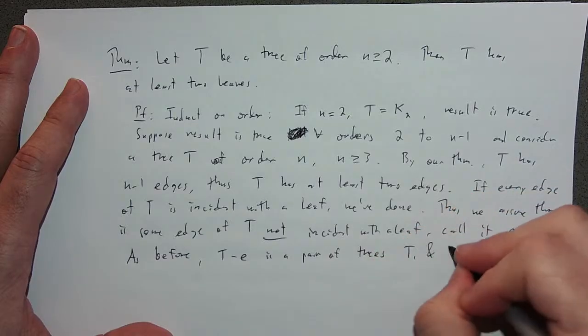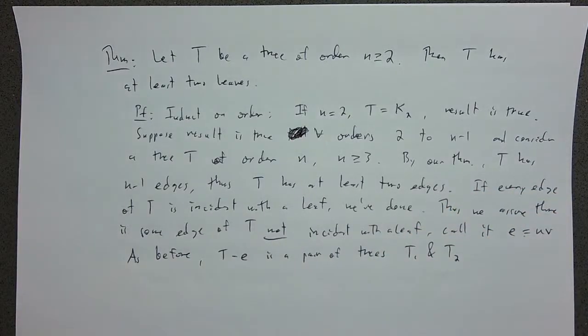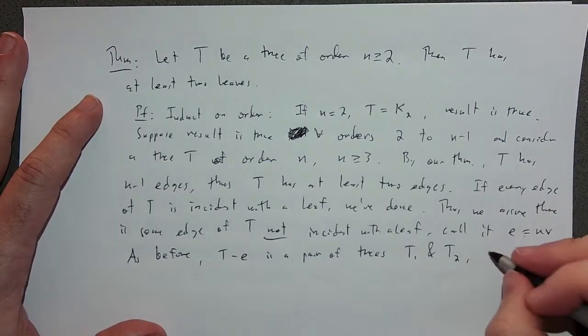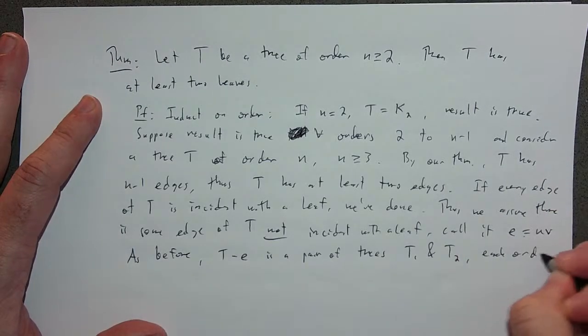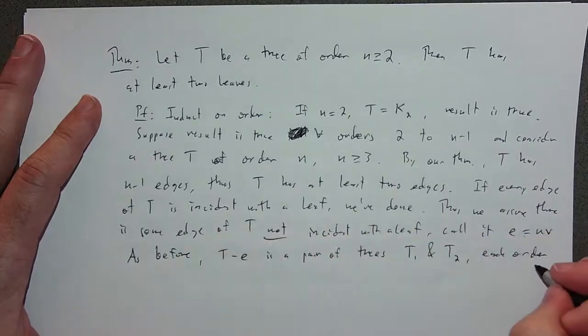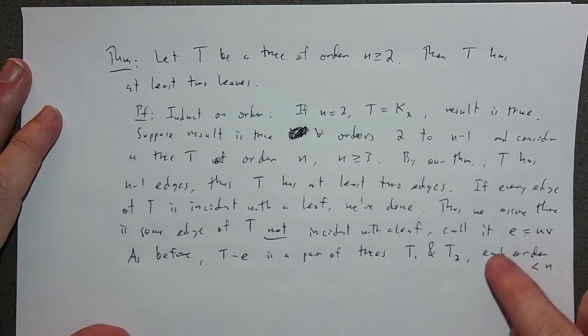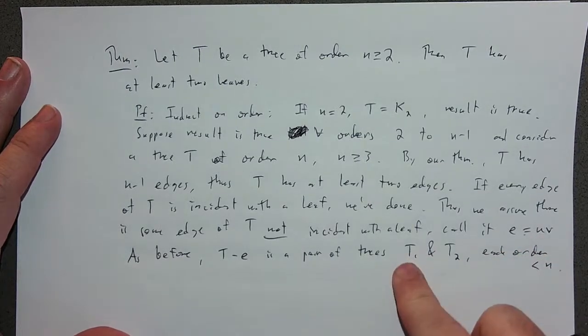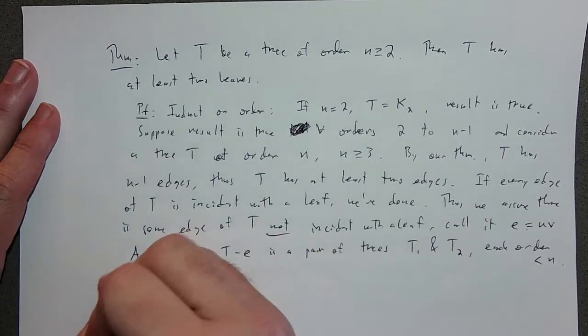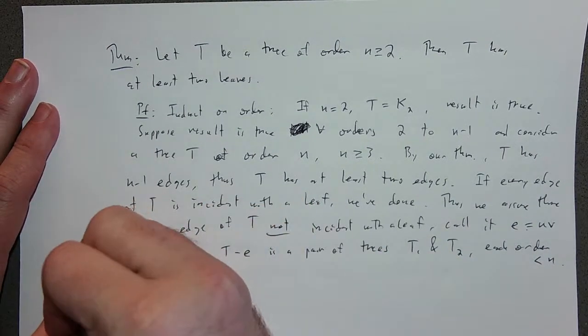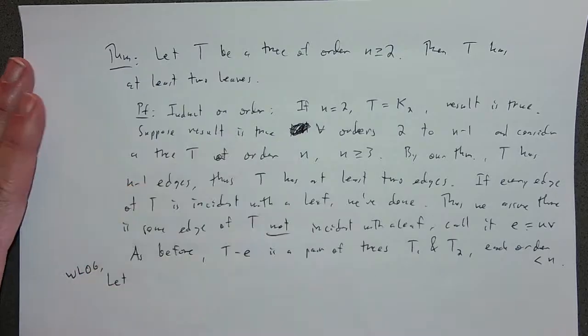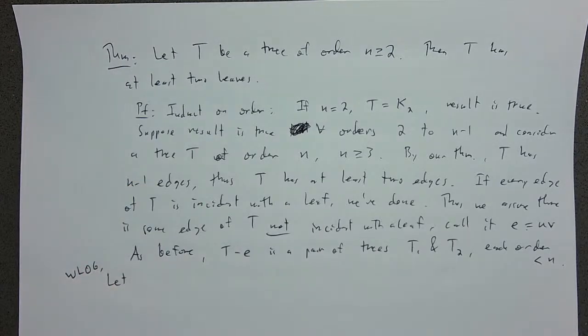Call them T1 and T2, each of order less than n. So the inductive hypothesis applies to them, right? Now, we'll say that we've labeled these in such a way that U belongs to T1 and V belongs to T2. So we can do this without loss of generality. W.l.o.g., if you haven't seen that before, means without loss of generality. This just means I could have relabeled them however I wanted to. So I choose the labeling based on this.